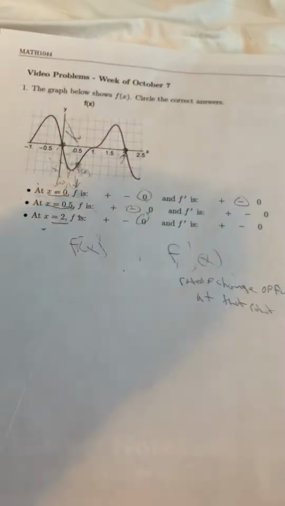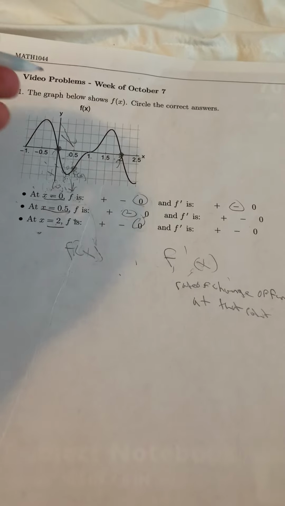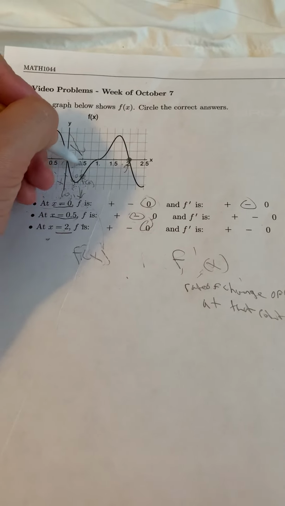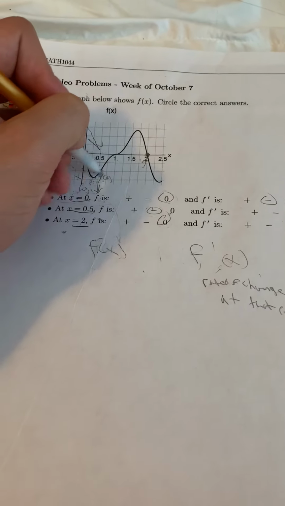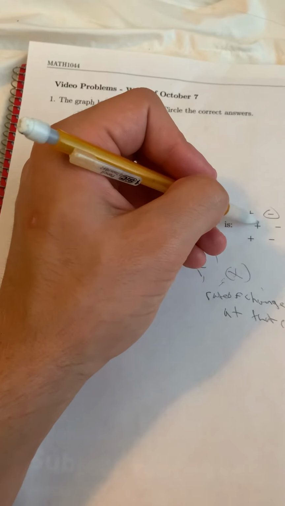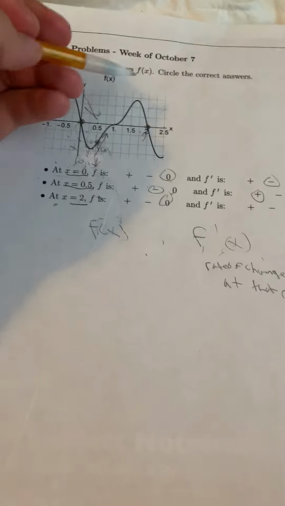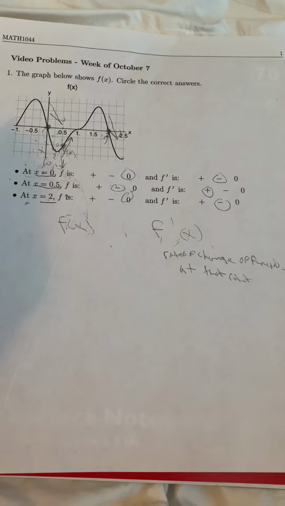which is the derivative. Doing the same thing at x equals 0.5, we look and see that the slope would be increasing at that point. Therefore, it would be positive. At x equals 2, doing the same thing, we see that the slope is negative as it crosses through that point in the graph. Therefore, it is negative. And that is how you solve this problem.